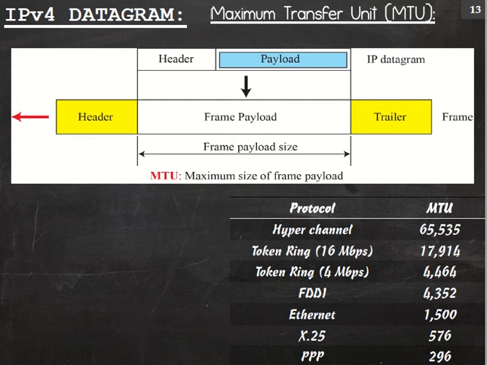Whenever the data moves, each router which encounters this datagram will decapsulate the IP datagram from the frame it has received. It will be processed and encapsulated again and sent to the next router or the destination. Depending upon the protocol used by the physical layer network, the format and size of the frame varies.